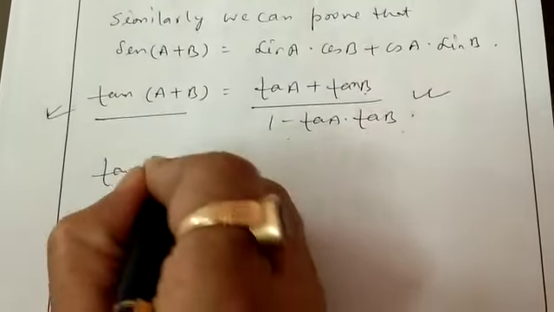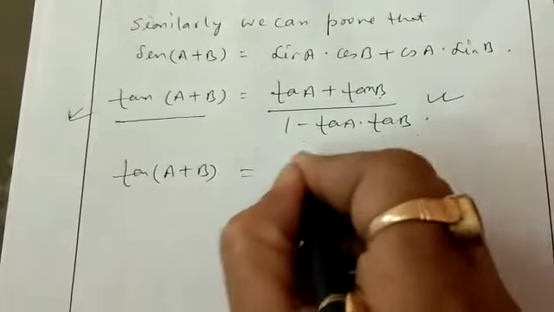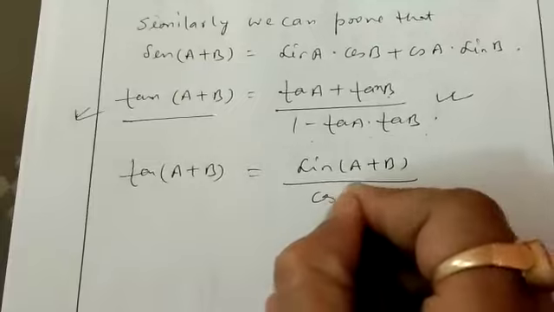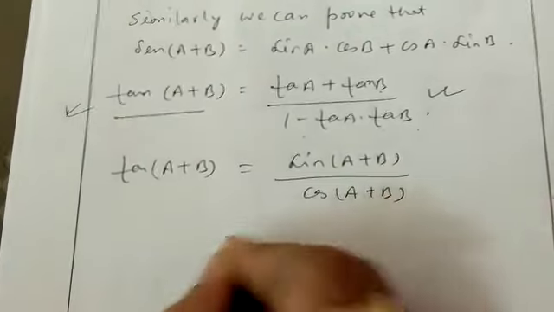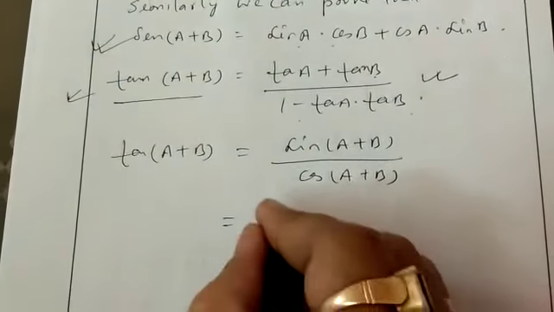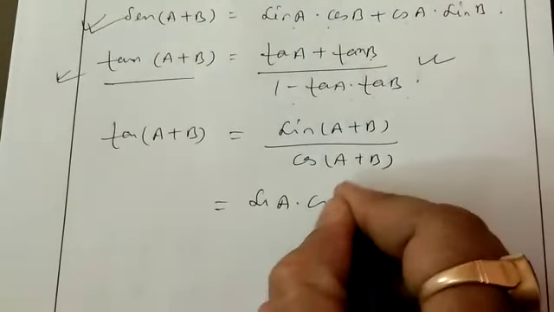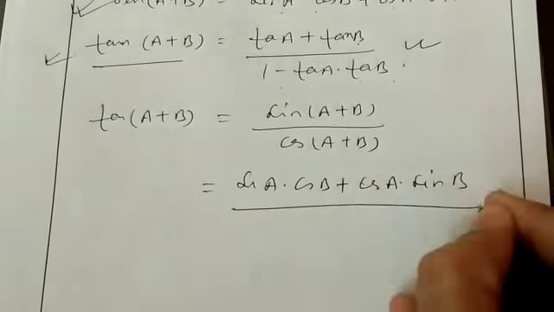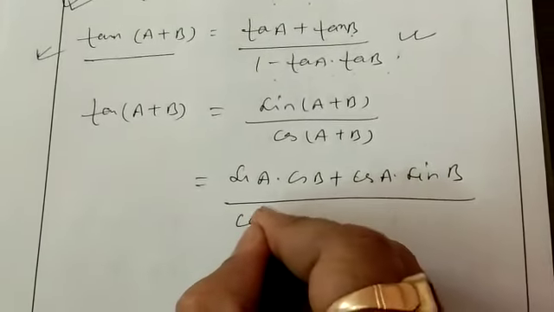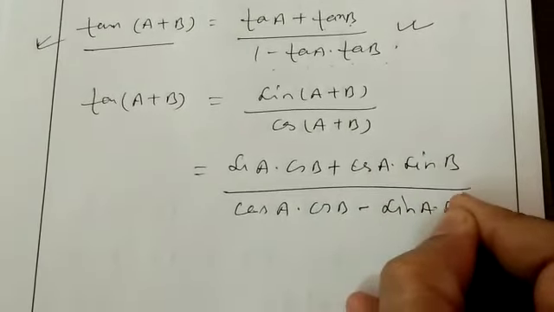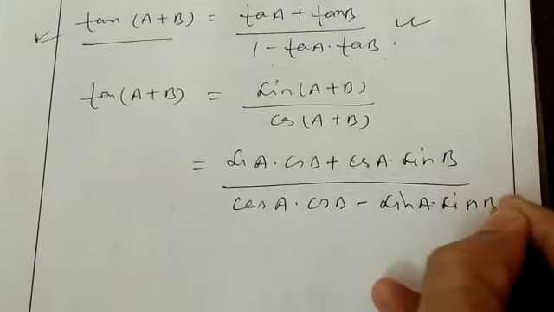We can write tan of a plus b is equal to sin of a plus b upon cos of a plus b. We all know sin of a plus b equals sin a into cos b plus cos a into sin b. So sin a into cos b plus cos a into sin b all divided by cos a plus b, which is cos a into cos b minus sin a into sin b.